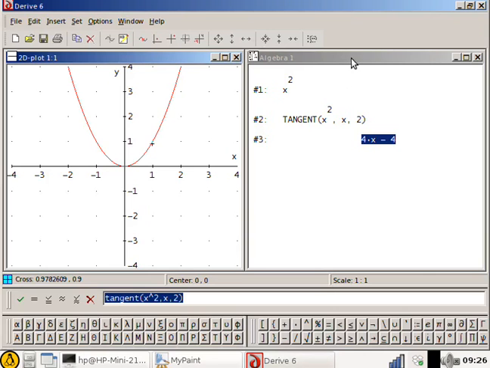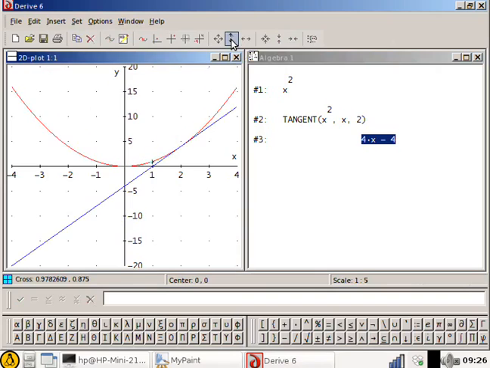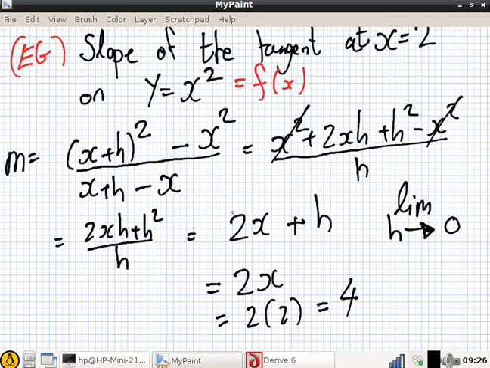So if I just graph this now, there's my tangent line. And here at the point, this line has slope 4. Okay, so this method of finding the slope of the tangent line is called the first principles method. You can see it's not too long. You mostly have to practice expanding that you've learned in the chapter on sequence and series, the binomial expansion.